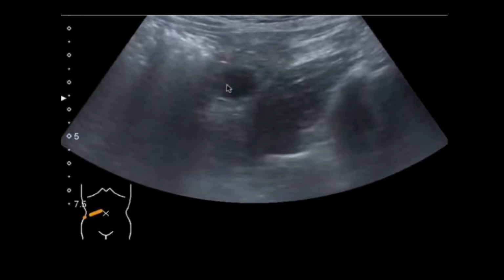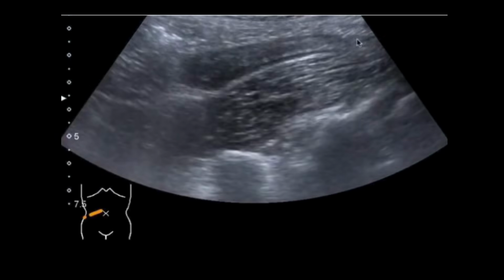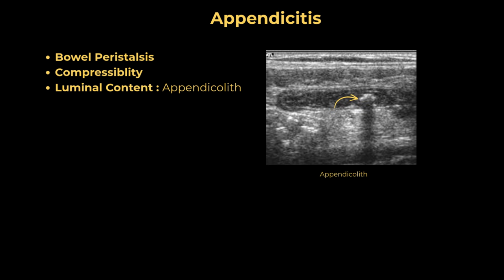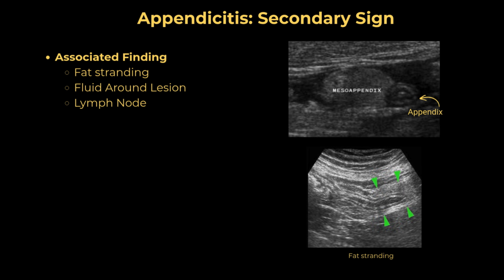The lumen may be filled with fluid. It appears hypoechoic. It may also contain an appendicolith. This appears as a bright, echogenic focus with posterior acoustic shadowing. Secondary signs of appendicitis are inflamed periappendiceal fat, free fluid, or fluid collections around it.